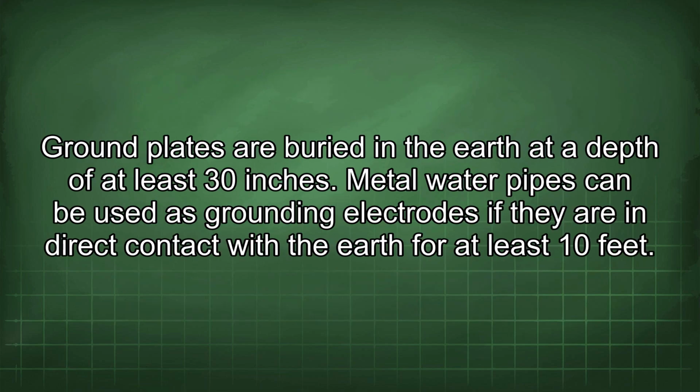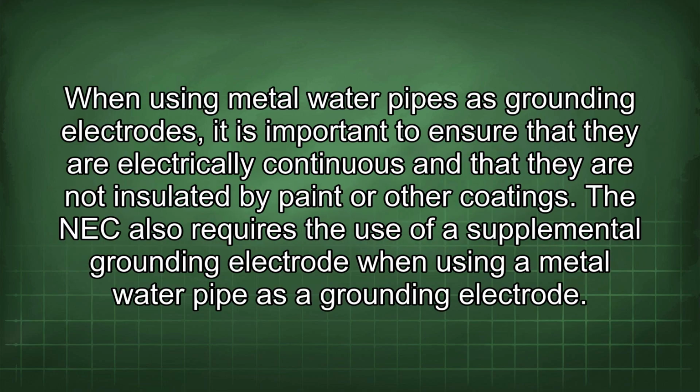Ground plates are buried in the earth at a depth of at least 30 inches. Metal water pipes can be used as grounding electrodes if they are in direct contact with the earth for at least 10 feet. When using metal water pipes as grounding electrodes, it is important to ensure that they are electrically continuous and that they are not insulated by paint or other coatings.